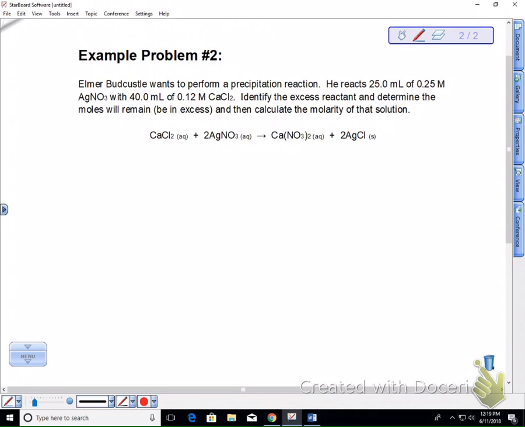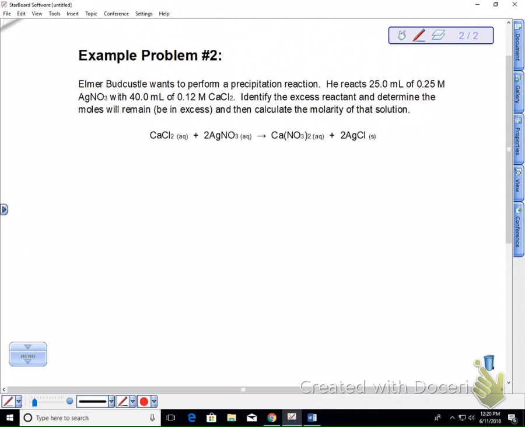All right, now I've provided you with another example problem, and it's not a baby problem here. There's actually quite a bit going on that I want you to practice. So Elmer here wants to perform a precipitation reaction. He's going to react 25 mils of a 0.25 molar silver nitrate solution with 40 mils of a 0.12 molar calcium chloride solution. Identify the excess and determine the moles that will remain, a little typo there, and then calculate the molarity of that solution.